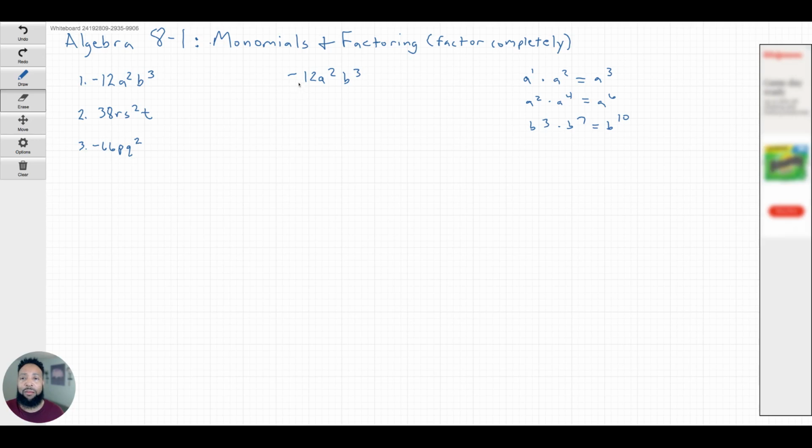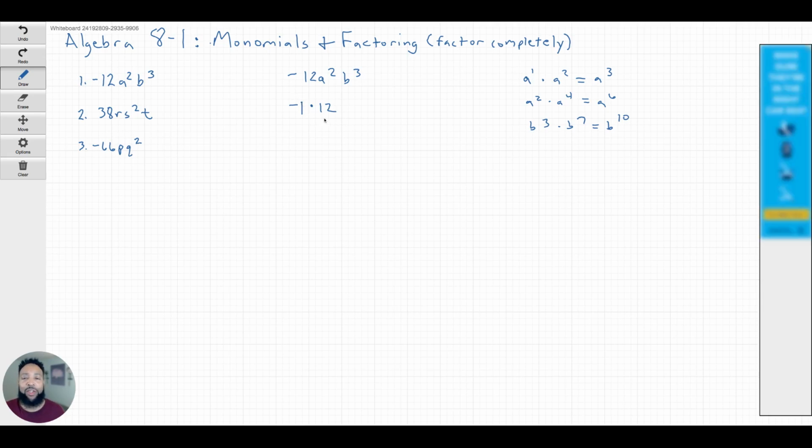So going back to our problem, negative 12 can pull out a negative 1. So we have negative 1, and then we also have the number 12. Also, in the previous lesson, I mentioned a factoring tree. So we're going to break up this number 12. How can we break this up? Number 12 can be 2 times 6. And then how can we break up 6? That is also 3 times 2. So those are our prime numbers. And so now we've broken up the 12.